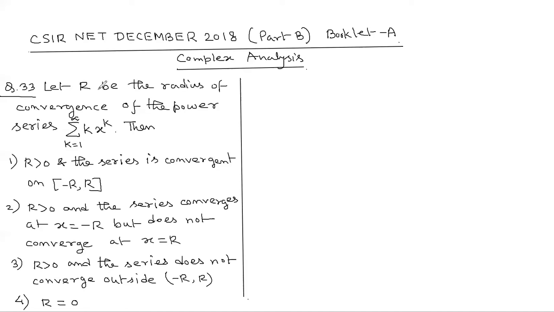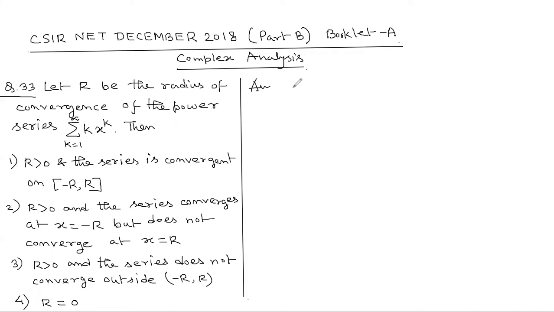It says, let R be the radius of convergence of the power series given. Then the first option is: R is strictly greater than 0 and the series is convergent on the closed interval minus R to plus R. Second option: R is strictly greater than 0 and the series converges at x equal to minus R but does not converge at x equal to R. The third option: R is strictly greater than 0 and the series does not converge outside the open interval minus R to R. And the fourth option is R equal to 0.